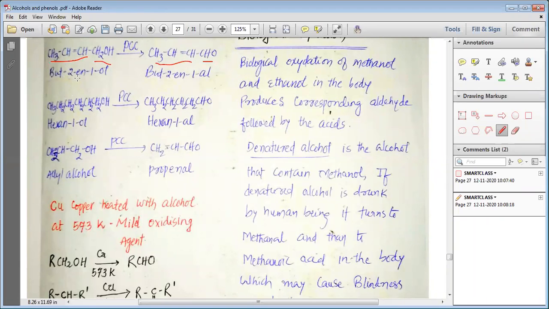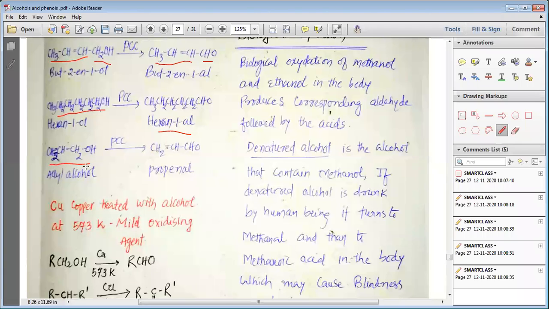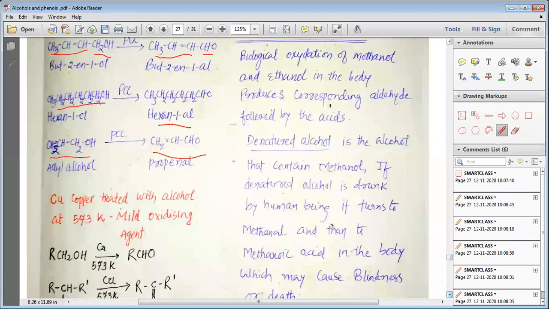So you can see that but-2-en-1-ol is converted to but-2-en-1-al without any disturbance to the unsaturation. Same way, if you have hexan-1-ol, it can be easily converted to hexan-1-al with the help of PCC. If you have allyl alcohol, this allyl alcohol can be easily converted to propenal without affecting this double bond, my dear students. So this is how it is very important.